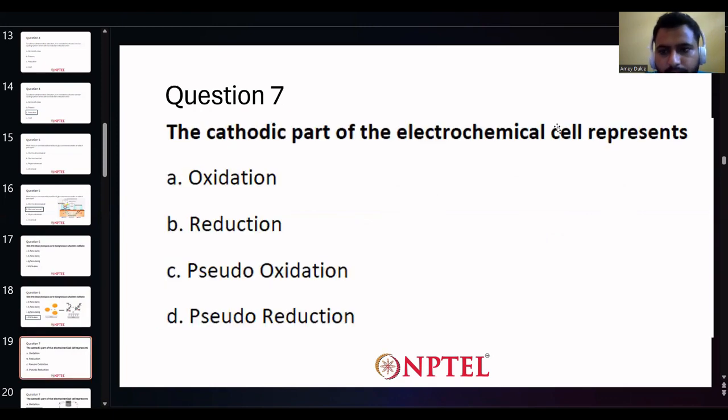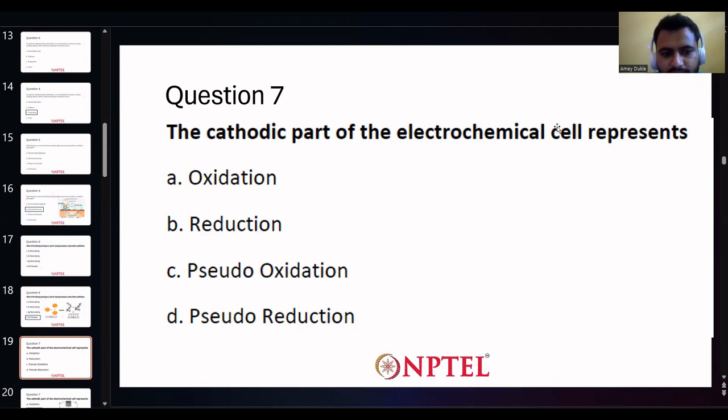Moving to the next question. The cathodic part in the electrochemical cell has oxidation, reduction, pseudo oxidation, pseudo reduction. It's a very confusing thing, but yet there is an easy way to remember it.